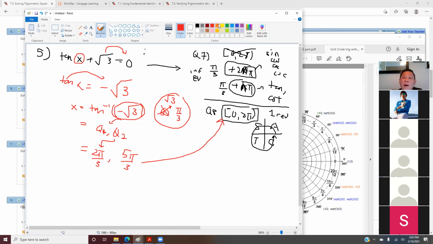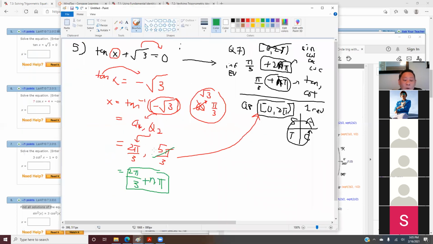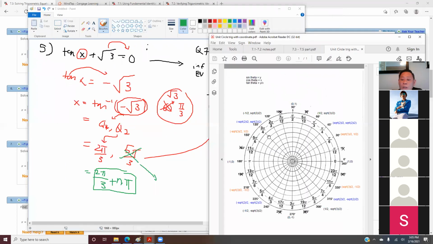But since this question wants us infinite, your answer in this case will be 2 pi over 3 plus n pi. The reason why we did not include 5 pi over 3 plus n pi here is because if you look at the unit circle, this is 2 pi over 3, right? Do you know what happens when you add 180 degrees, pi? You will end up with 5 pi over 3.